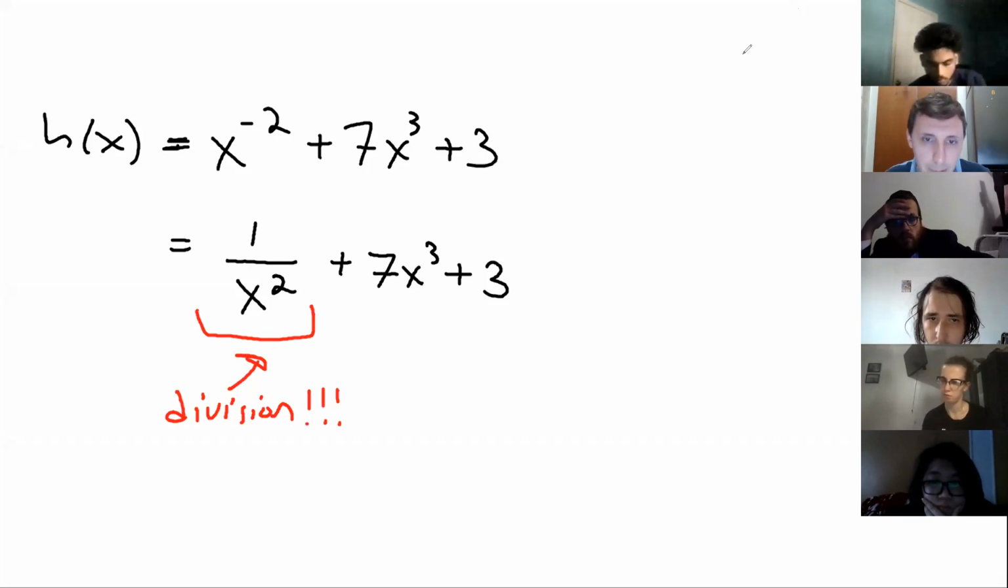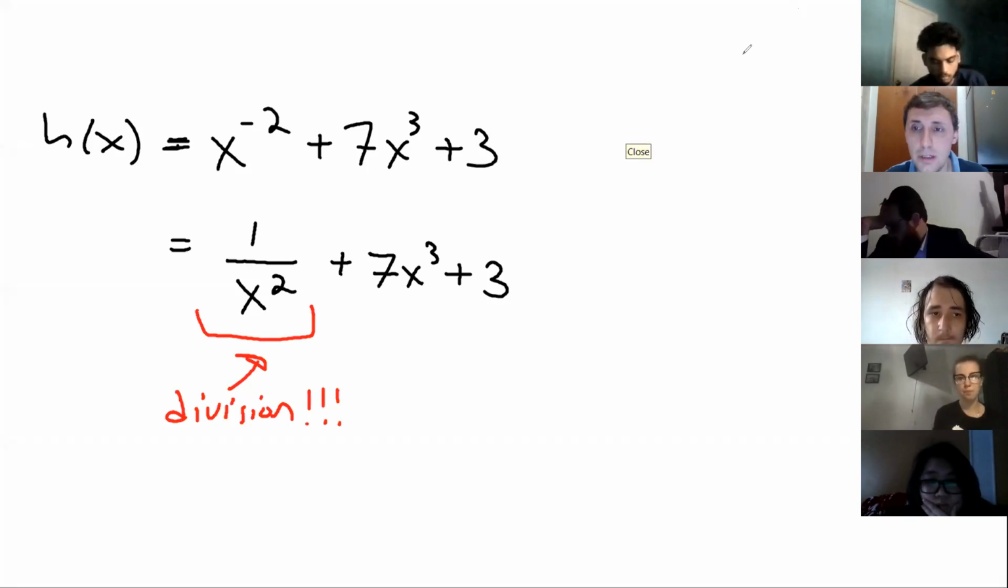Okay, multiply by the denominator. Robert says that, but Robert, be careful. You cannot change the expression. It has to be the same function, right?